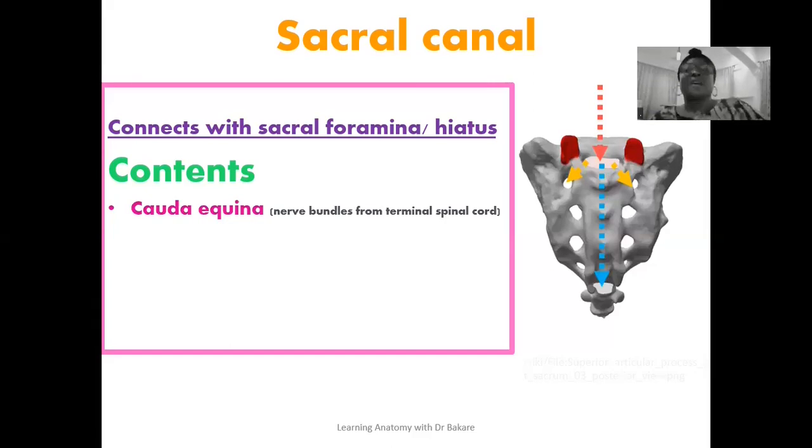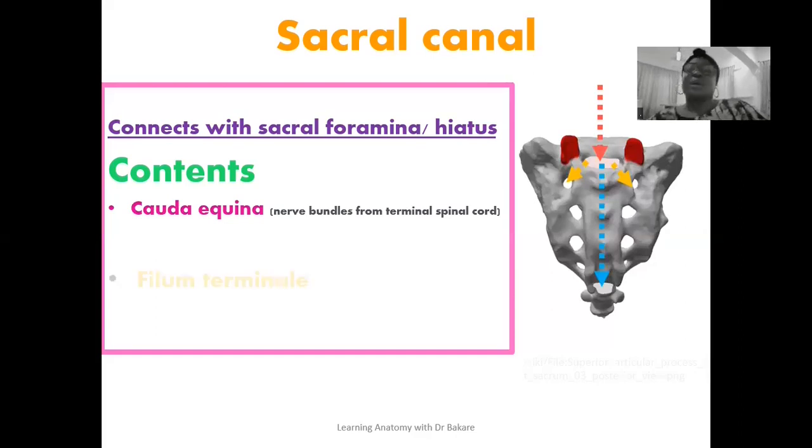We know that the spinal cord is not seen to extend to the region of the sacrum. It is seen to terminate around the lumbar vertebral level, and we have emergence of spinal nerves from that region. And this collection of nerve bundles will descend down along the sacral canal. And this collection of nerve bundles is referred to as the cauda equina.